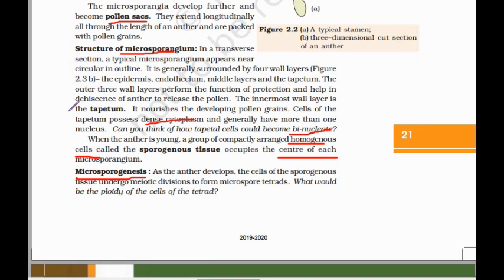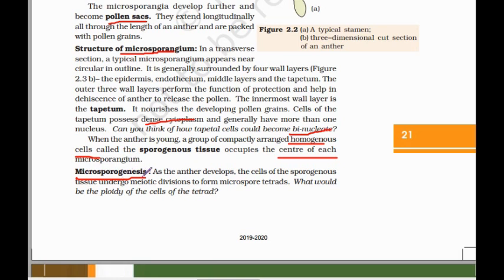And remember one thing for the exam: the questions mostly come from this topic. What is the function of the tapetum? What is the function of all these three layers? Why is it binucleate? Clear? Next, microsporogenesis: microspore and genesis.